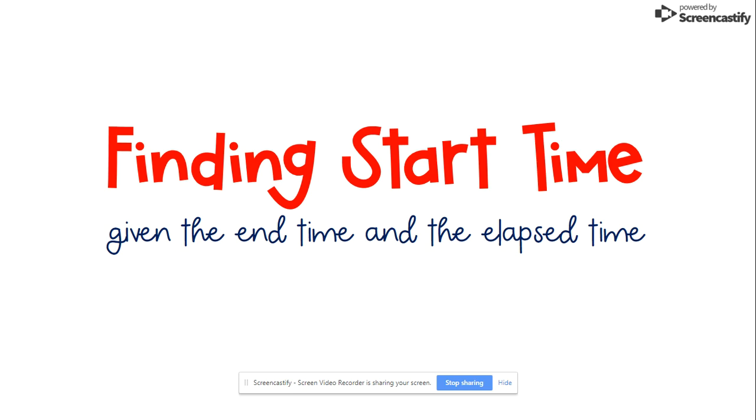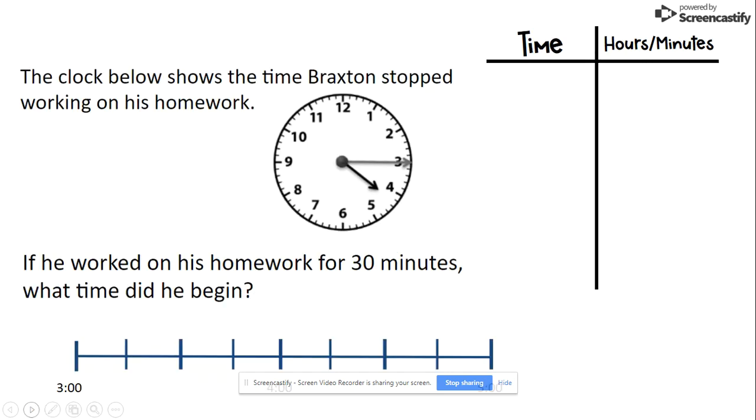We're going to find the start time using a T-chart, and our problems are going to give us the end time and the elapsed time, or how long an event lasted. In this first example, it says the clock below shows the time Braxton stopped working on his homework. If he worked on his homework for 30 minutes, what time did he begin?